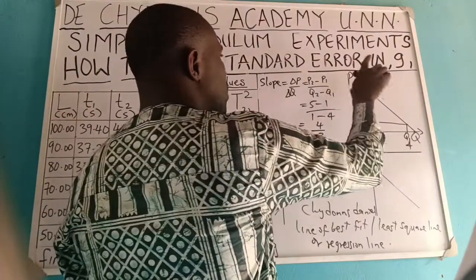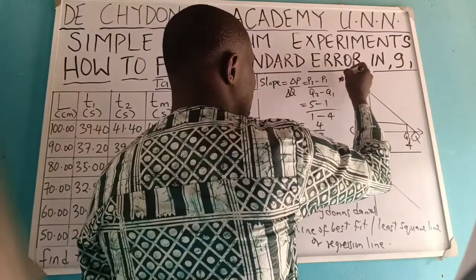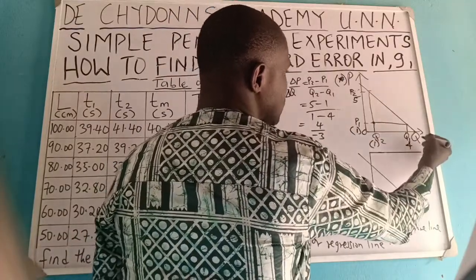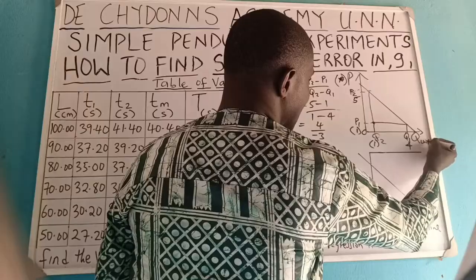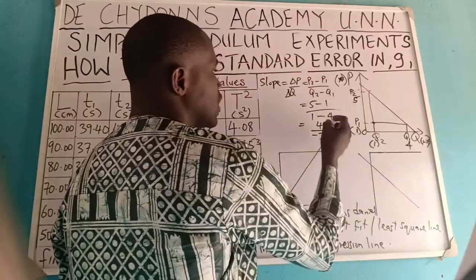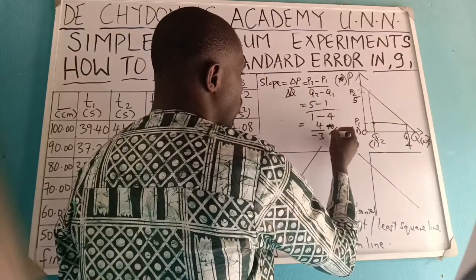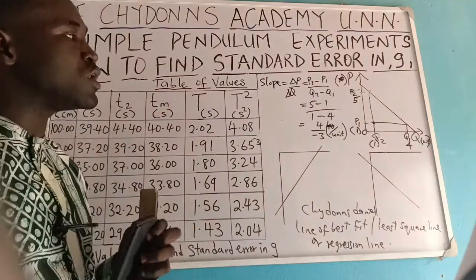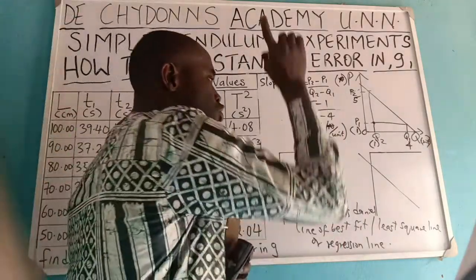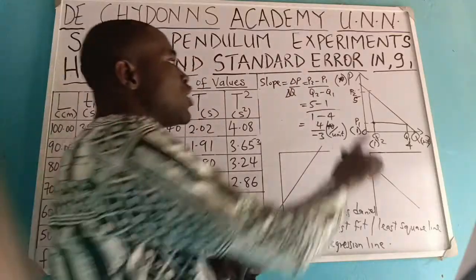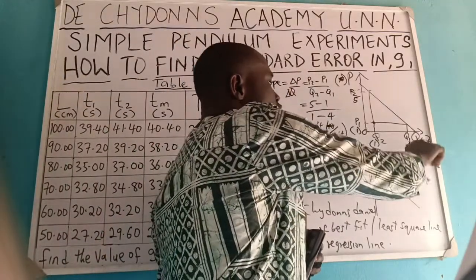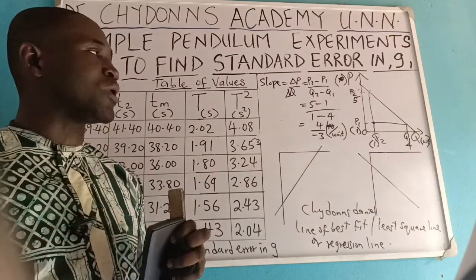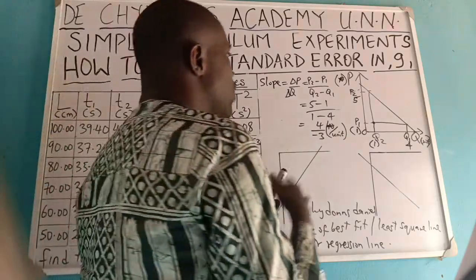What is the unit of price? Naira. What is the unit of quantity? Units, for instance. So we say the unit will be naira per unit. Naira per unit. You must attach your unit to your answer, depending on the unit of your vertical axis and the unit of your horizontal axis. Please don't forget that. It's very important.